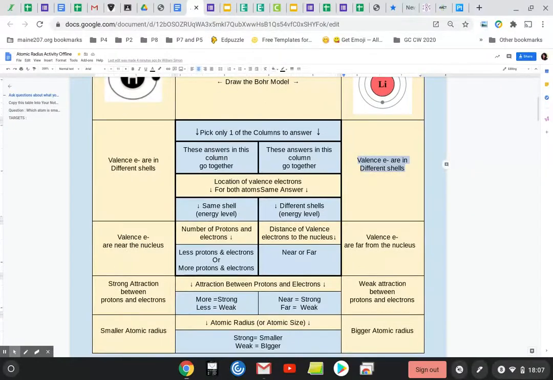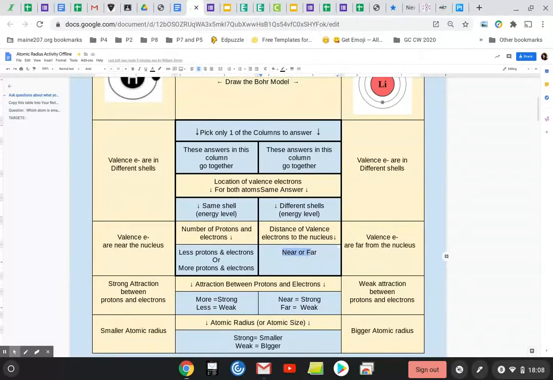Since we know they're in different shells, we go down this way in the chart. We ignore the other side of the chart because they are not in the same shell. We've identified that the valence electrons are in different shells. So the next feature that we look at is the distance of the valence electrons to the nucleus. Is it near or far?